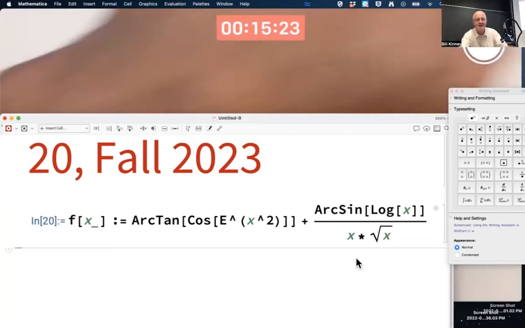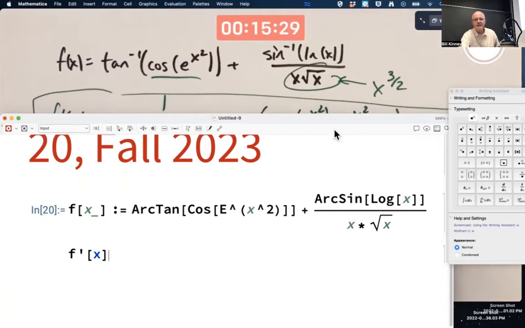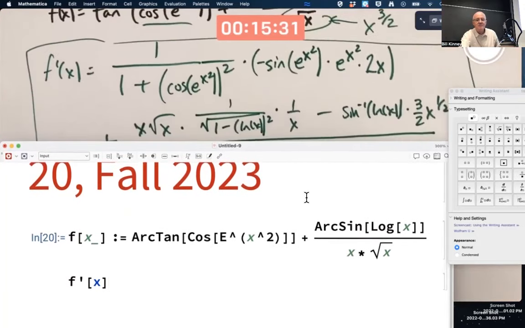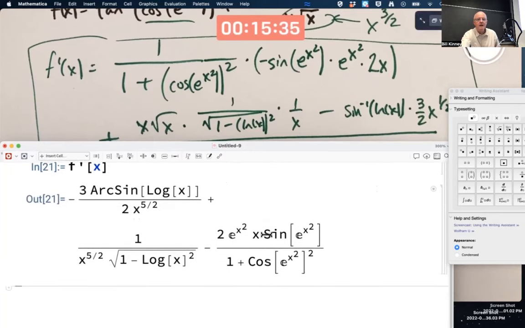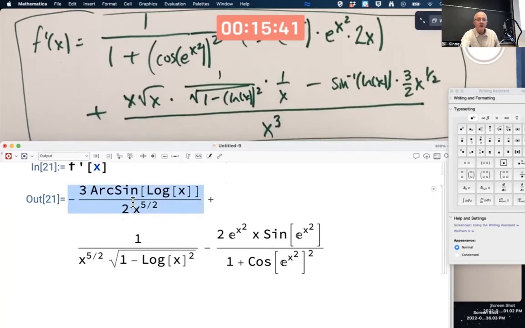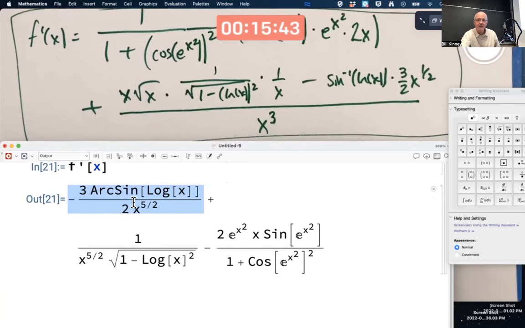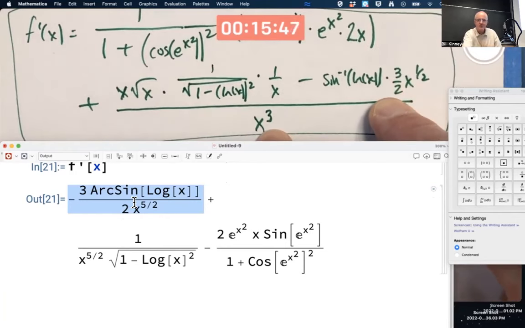I enter it, and then here's f prime of x. It may not be simplified in the exact same way we did, but let's just see what it looks like. Okay, so I see a negative 3 arcsine log over 2x to the 5 halves. That is essentially this part of the answer.